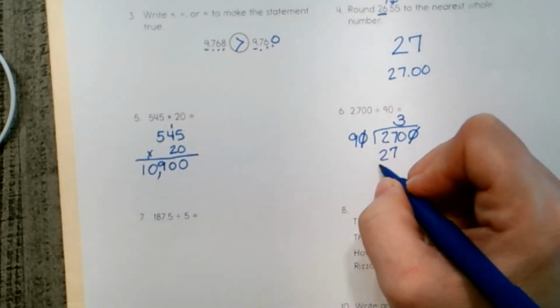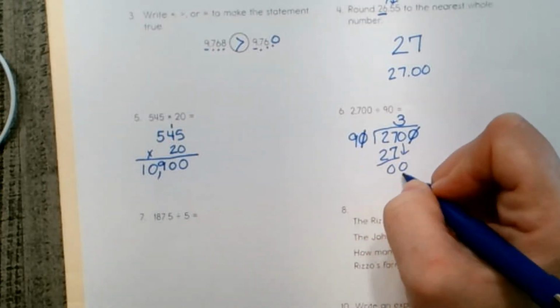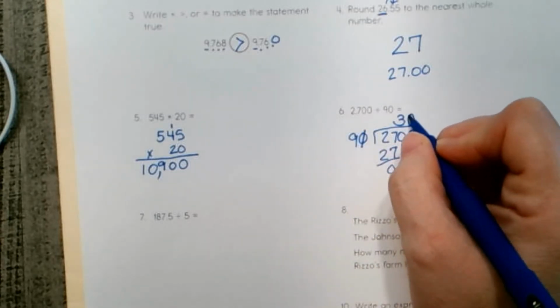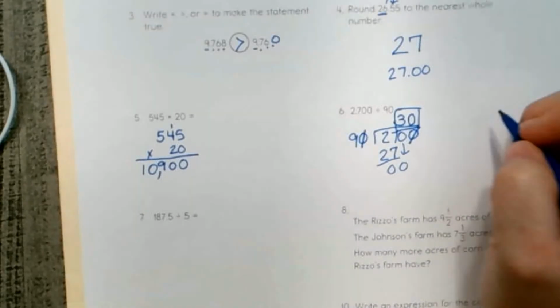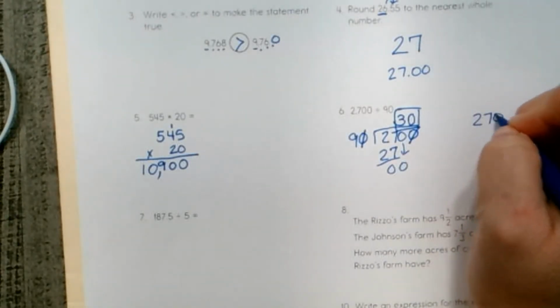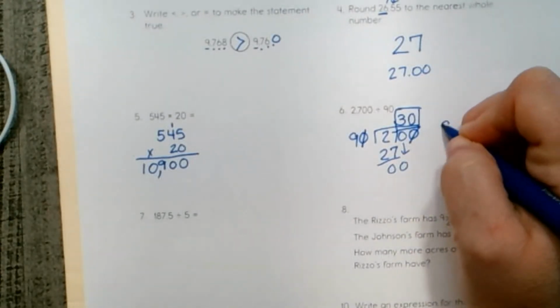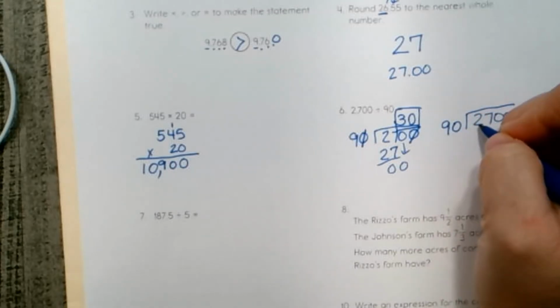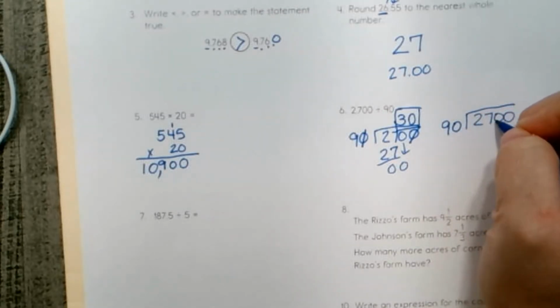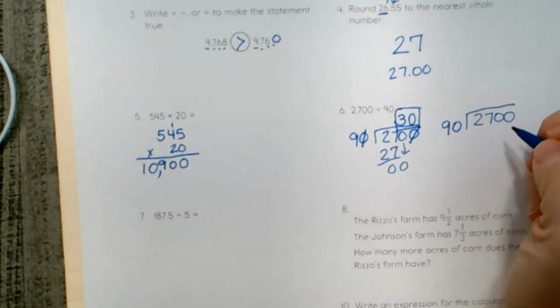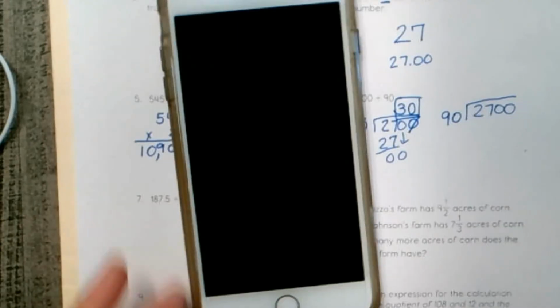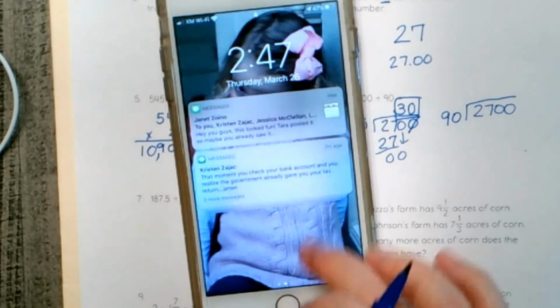And then subtract and bring down. 0 into 9 goes 0. So your answer is 30. Now, I'm going to prove to you that it's the same answer. Because can 90 go into 27? No. So you have to go to the third place, which is, I'm going to show you.